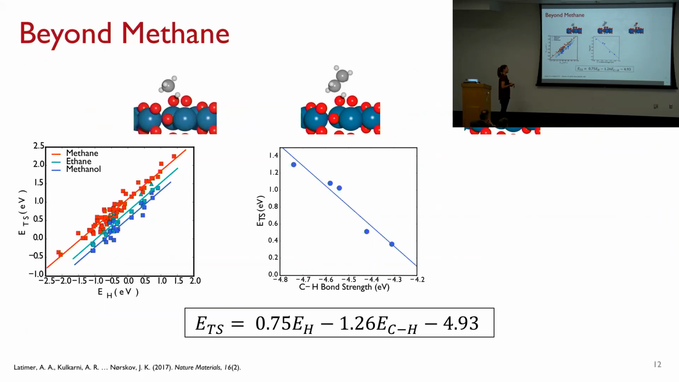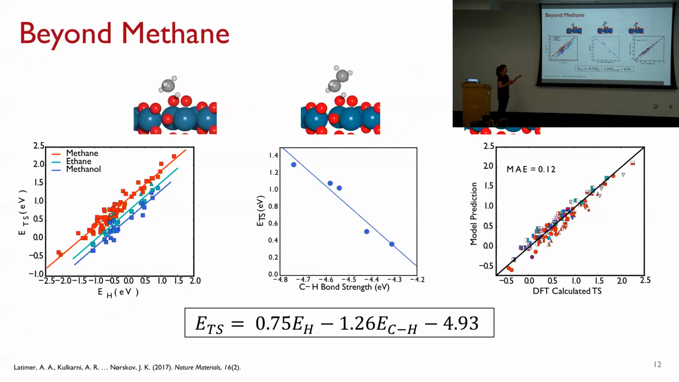This means that we can identify a cohesive scaling relationship for many reactants and many catalyst surfaces, where the first term describes the catalyst that we're looking at, and the second term describes the reactant that we're looking at. We can use this relationship to make a parity plot of our model's predictions versus the density functional theory calculated transition states, and we see that we do quite well.